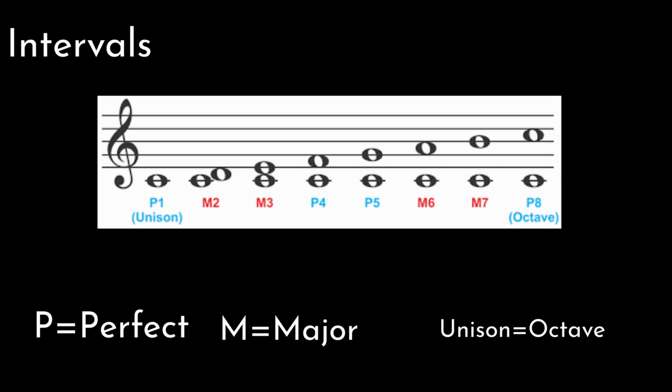For example, P1 is perfect 1, or unison. M2 major second, and then M3 major third, and then P4 fourth, P5 fifth, M6 sixth, M7 seventh, and P8 octave. Now anything above an octave is called a compound interval. And keep in mind that an octave and a unison are the same, just an octave is higher in pitch. So a C1 for unison and a C2 for an octave.